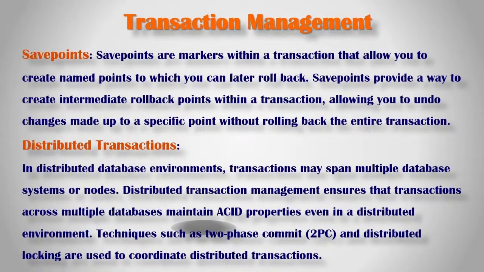Savepoints. Savepoints are markers within a transaction that allow you to create named points to which you can later roll back. Savepoints provide a way to create intermediate rollback points within a transaction, allowing you to undo changes made up to a specific point without rolling back the entire transaction.